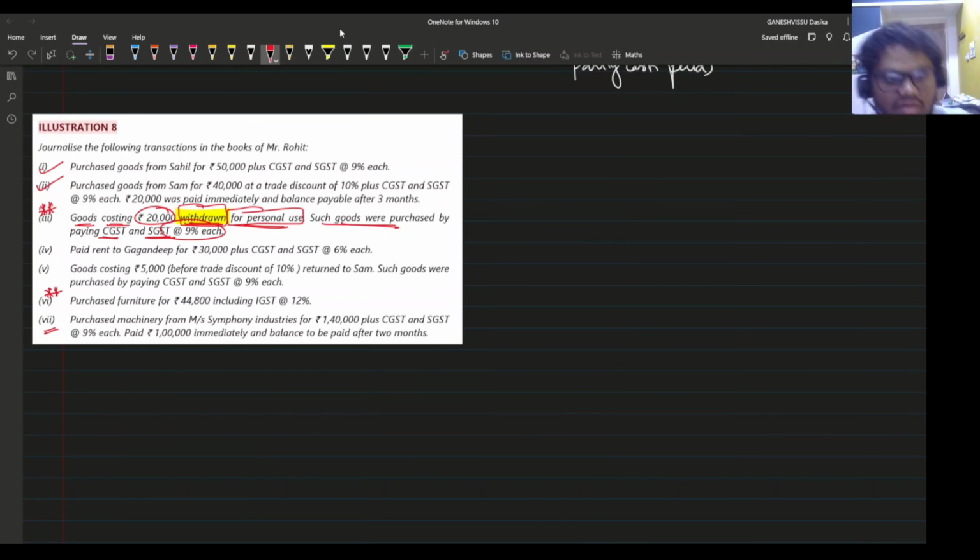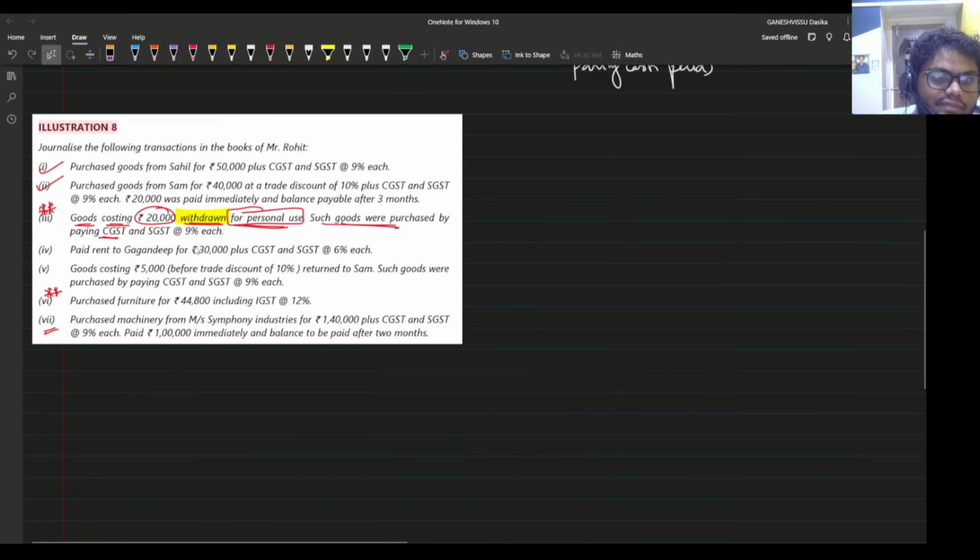What happened? Mr. Rohit is there. I think he wants some goods to be used for his personal purposes. So what happened? He has withdrawn 20,000. And I have told you, I think there is a transaction which was also involving income related to GST. I think this is the transaction. Spoiler alert, right? I'm sorry for the spoiler. Let us see the question.